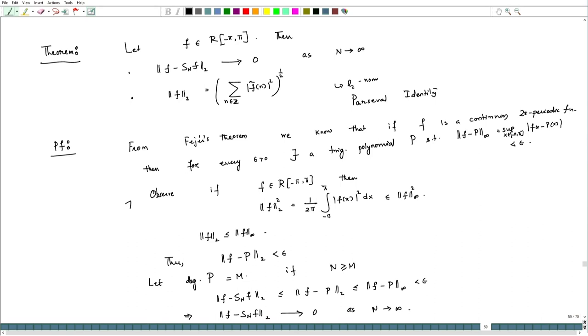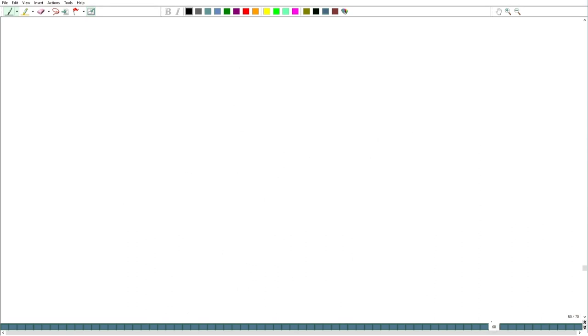Okay. So, now let us come to the proof of the second part. We would like to prove that the norm of f in L2 squared is nothing but the summation over n of mod f hat of n squared. For that, let us look at the norm of f squared, which is equal to the norm of (f minus S n of f) plus S n f, squared. S n f is also a trigonometric polynomial of degree n. Therefore, by the Pythagoras theorem, we have the norm of f minus S n f squared plus the norm of S n f squared.